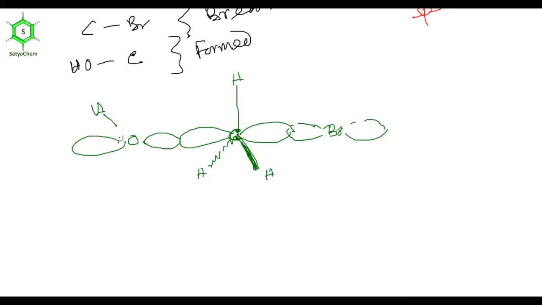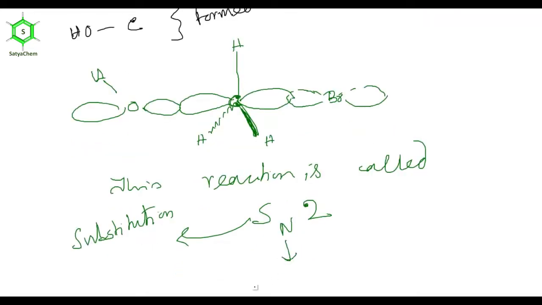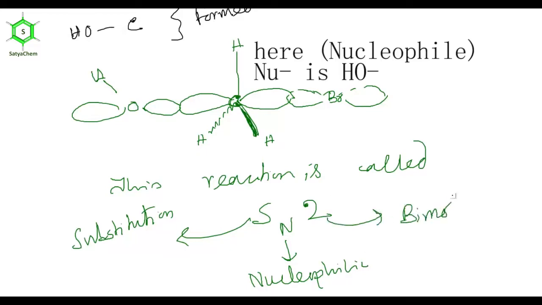And this type of mechanism has been designated by C.K. Ingold as SN2. This kind of reaction is called the SN2 mechanism, SN2 reaction. S stands for substitution, N stands for nucleophilic, and 2 stands for bimolecular. Because in the transition state, 2 molecules are involved, so it is bimolecular. Very simple.